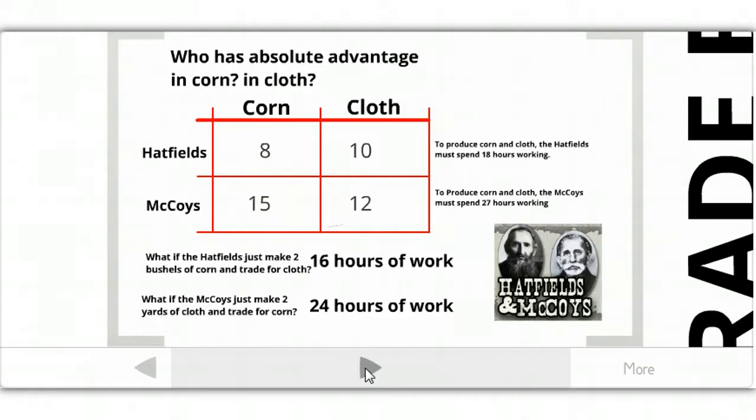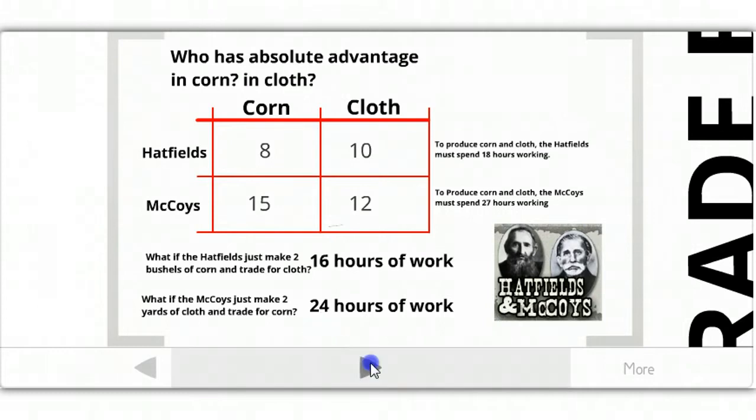Do you notice what's happened? The Hatfields used to spend 18 hours working, but now to get the same amount of goods, they are only spending 16 hours of work. The McCoys used to spend 27 hours working, and now they're only spending 24 hours working. Both the Hatfields and McCoys benefited, even though the Hatfields were better at everything to begin with.